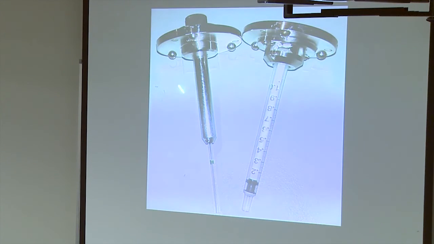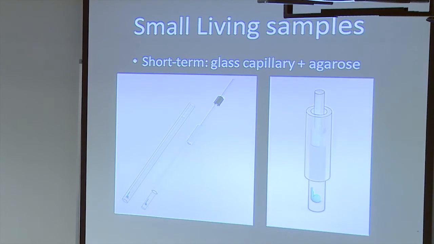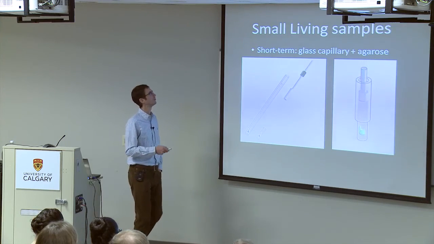They fit in this big metal holder that then plugs into the microscope. And as well, there's a secondary holder that can hold these 1 ml syringes. So what I'm going to do is start from small to big and show you how you mount these different types of samples.